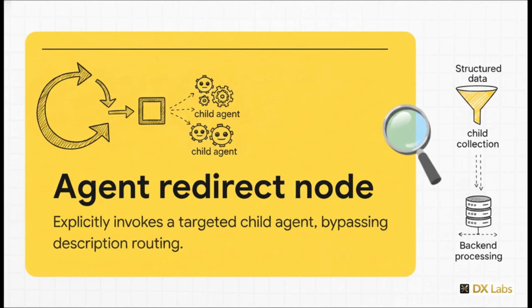When you add this node directly into a topic, it stops evaluating natural language entirely. Instead, it explicitly and unconditionally invokes the target child agent you've specified, completely bypassing description-based logic. The architectural impact here is massive. It allows you to build powerful hybrid flows, where the standard topic handles structured data collection upfront, and the specialized child agent handles the secure backend processing. Furthermore, this node dictates the exact flow of data between those components.